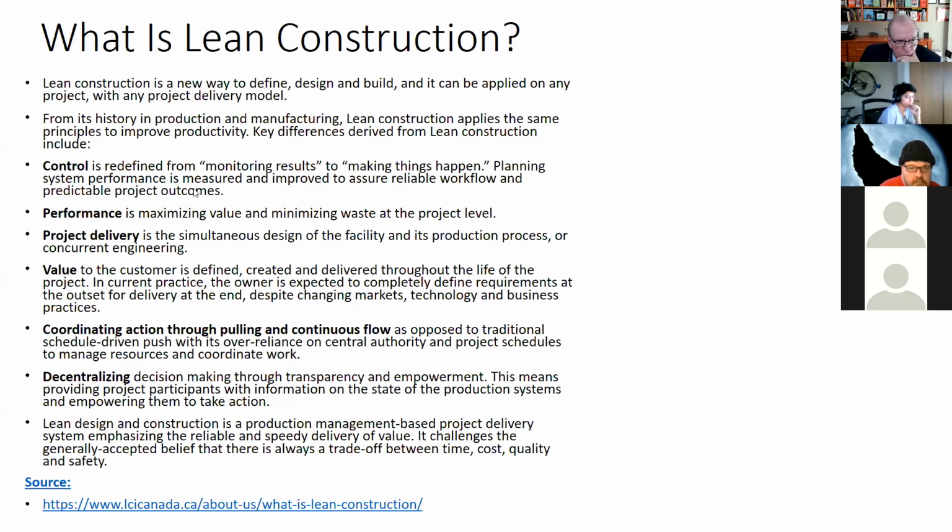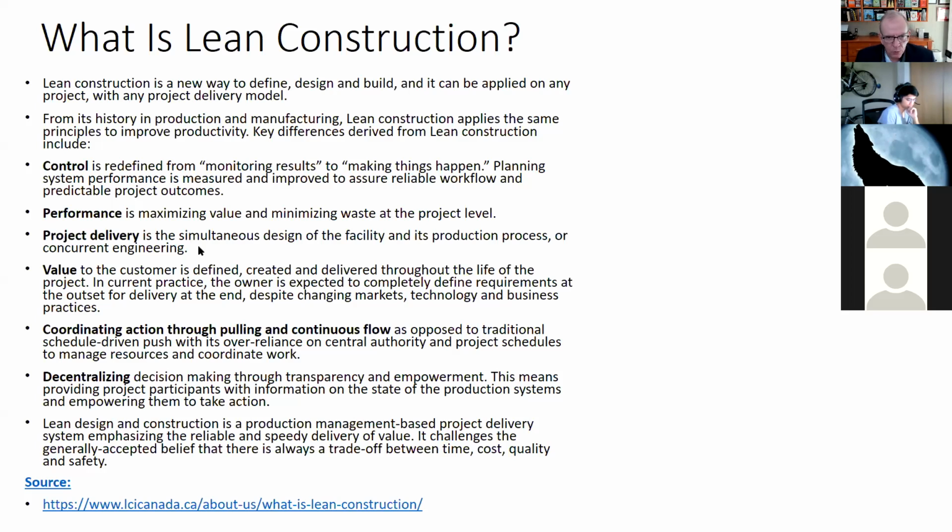And also in the control, this part here, planning system performance is measured and improved to assure reliable workflow and predictable project outcomes. So in a future class, I want to go through the Last Planner System and what we call planned percent complete, PPC. It's another measurement tool that ties into how reliably this project is going. It's a very simple tool. And sometimes in forms of measurement, if we can be simpler, it's easier.